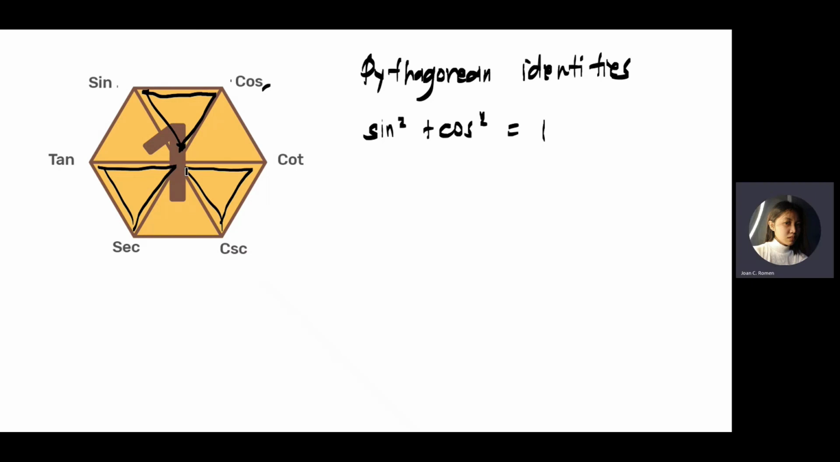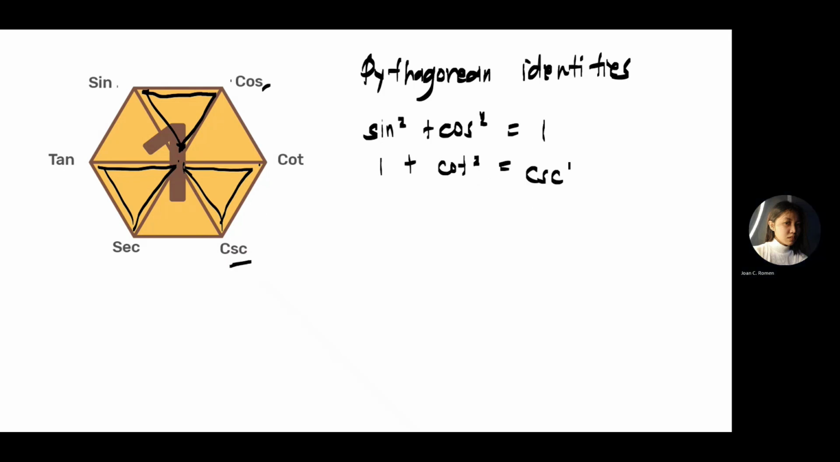Okay? So, now for the triangle 1, cotangent, and cosecant. I start at 1. So, 1 plus cotangent squared, don't forget, is equal to cosecant squared theta. Okay? And then next, for the triangle tangent, 1, and secant. I start at tangent. So, tangent squared plus 1 is equal to secant squared.